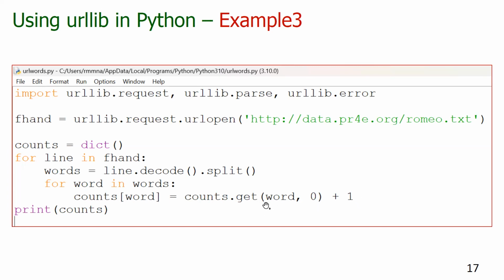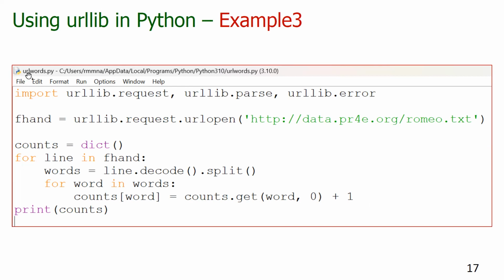Suppose any word is repeated. Initially let us assume its count is 0, then one time it occurred, 0 plus 1, two times it occurred, 1 plus 1, like that. So like that for each and every word, counts are displayed. Then finally it prints counts. Okay, let us run this program and see the output.